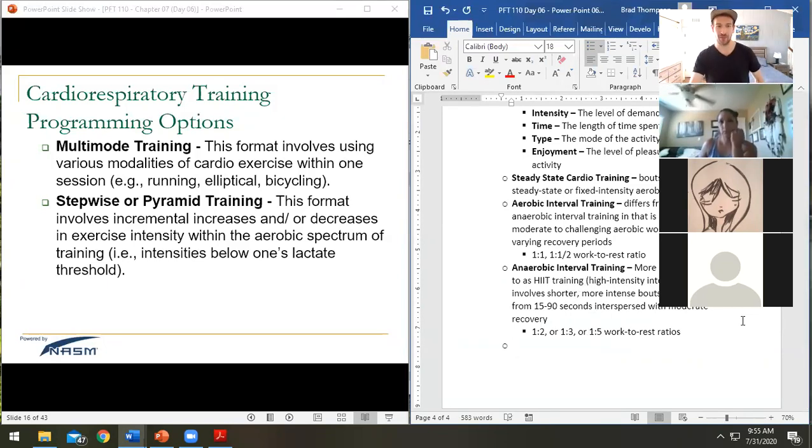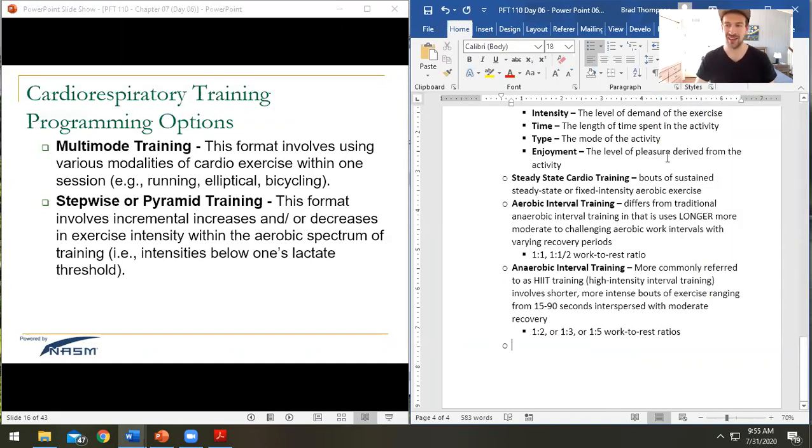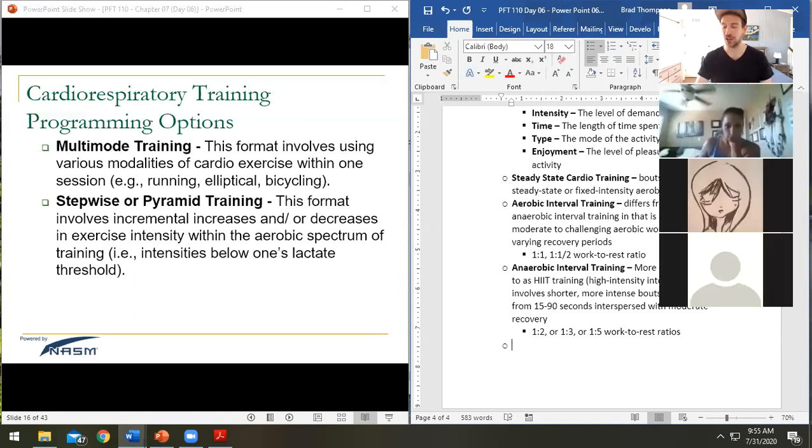Now, we got another fun one here. We got multi-mode training. Has anybody ever done this? Do you ever cardio hop? Anybody a cardio hopper at the gym?